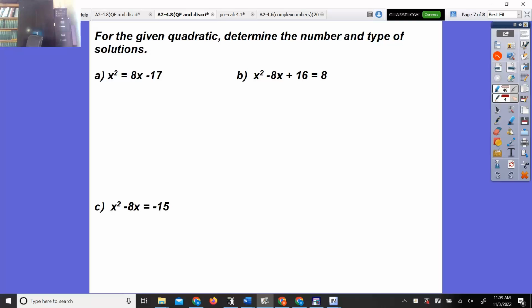You won't have a set of instructions given to you like I do. This says determine the number and type of solutions. I'm going to do B with you. It doesn't say find the solution, it just says determine the number and type. If it says determine the number and type, you're supposed to think about your discriminant, b squared minus 4ac. So, subtract the 8. Subtract the 8 is a good first step. Because you got to be in what form? Standard.